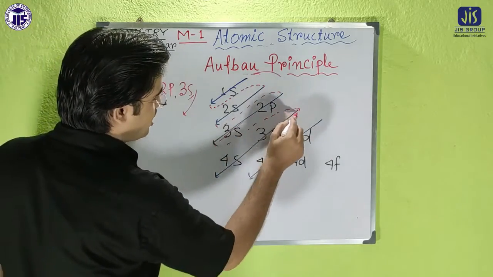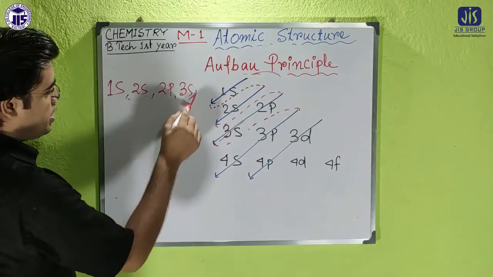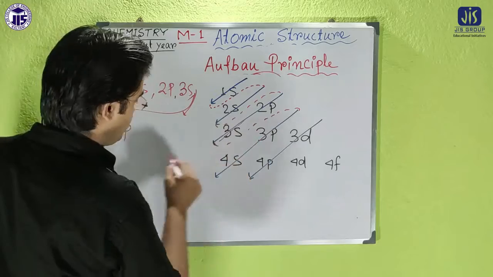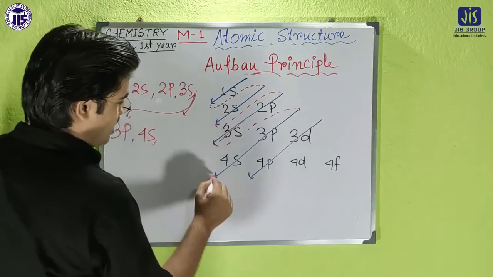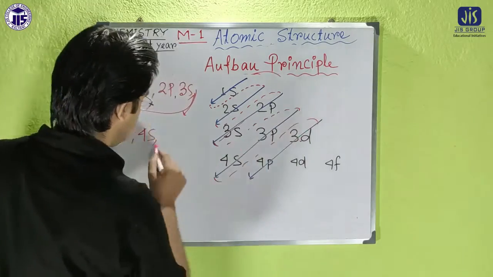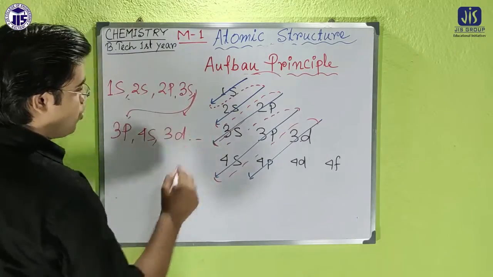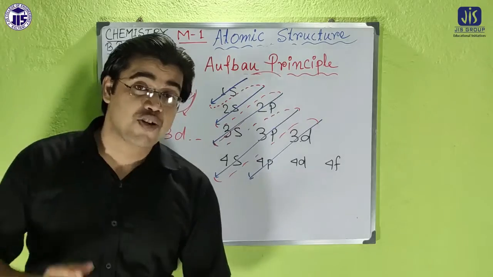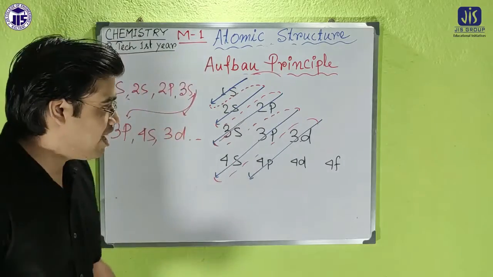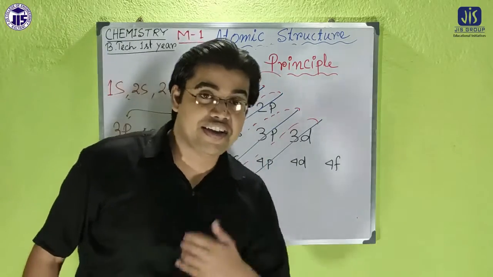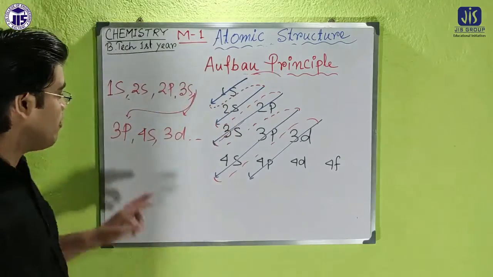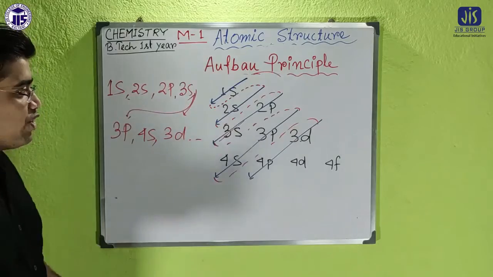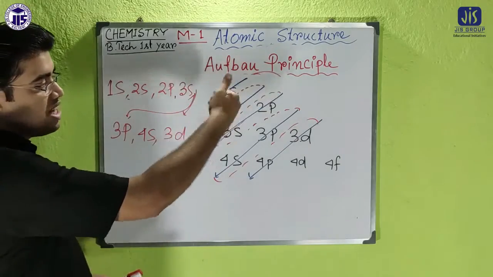Then after 3s it will be 3p. Then after 3p it will be 4s. Then after 4s it will be 3d and so on. Look here: what we determined previously from the n plus l rule, that 3d has higher energy with respect to 4s, is also reflected here, that 4s will be filled first, then 3d. This is the rainfall method. You have to follow the arrow, then again backside, then again front side.